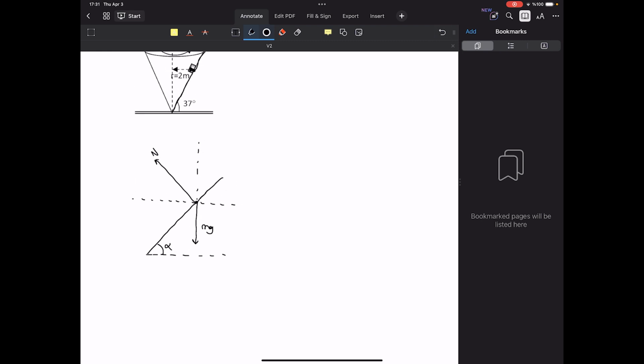Now, notice how gravity doesn't have any component in this direction. So we just need to find the component of the normal force that's in this direction. So we need to find this force right here, like this and this. We know this angle is alpha, so this angle must be 90 minus alpha.